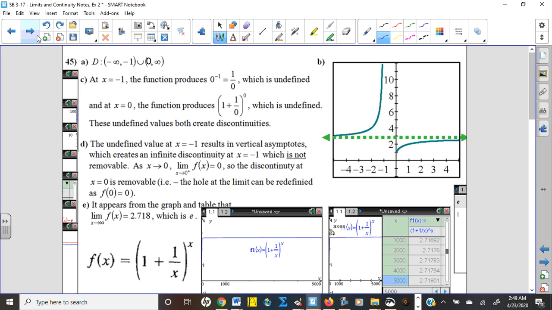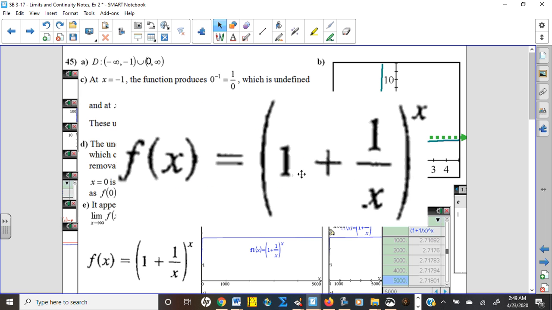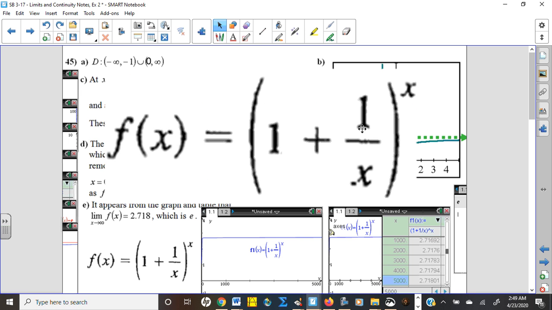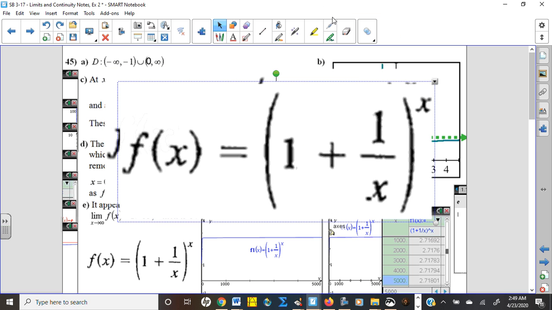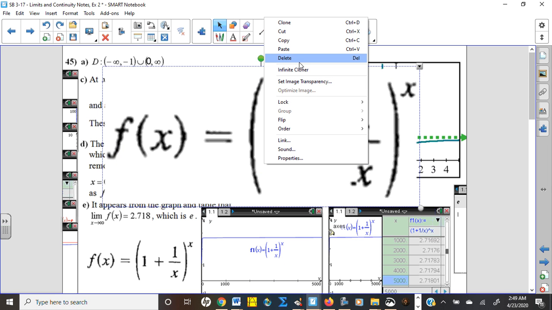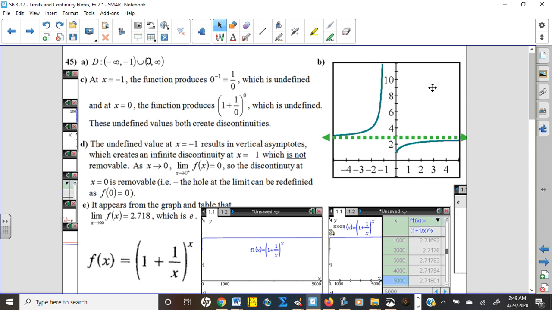The last problem before we do that was 45, which was a good limit problem, and it had lots of stuff going on. This function is a pretty scary looking function. It's a combination of a rational function and an exponential function. Probably the first thing you do with it is you graph it, and you end up with something that looks like this right here.